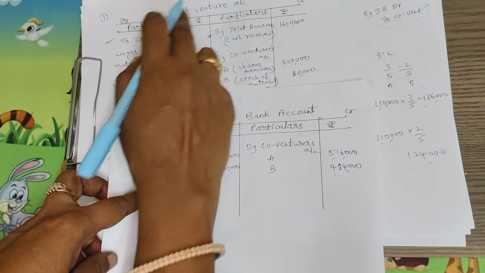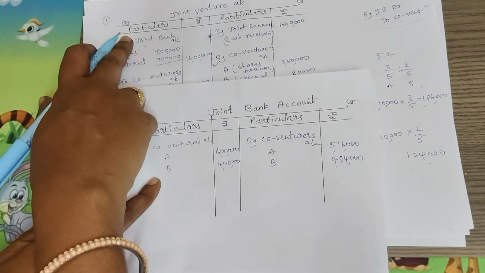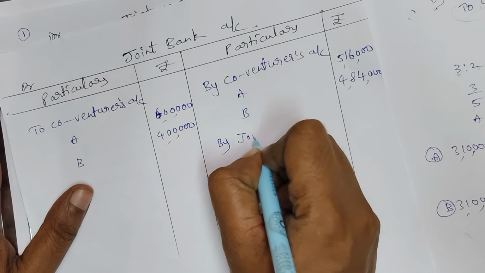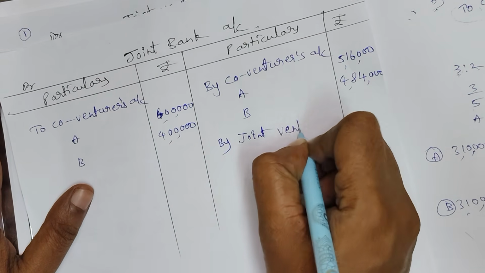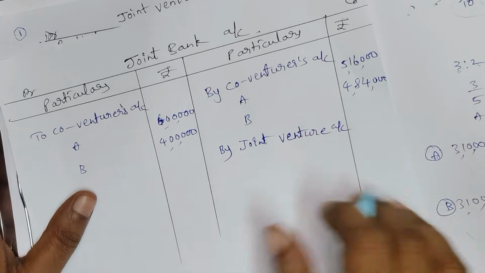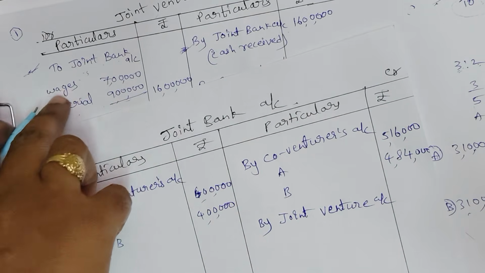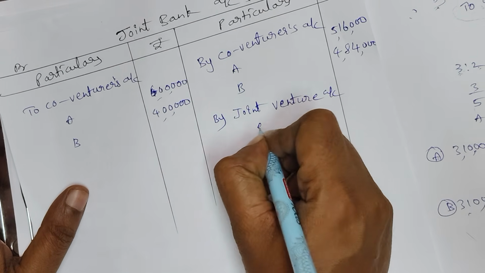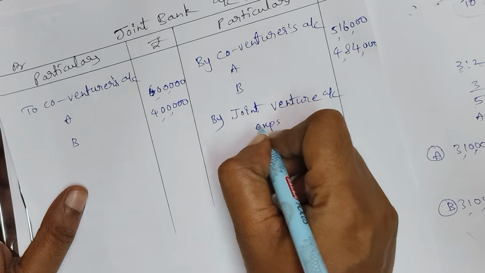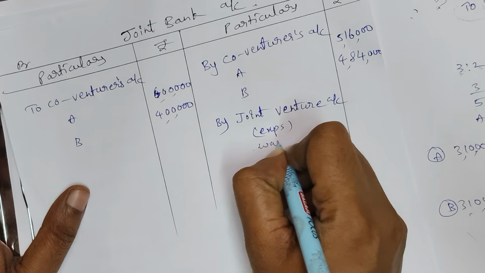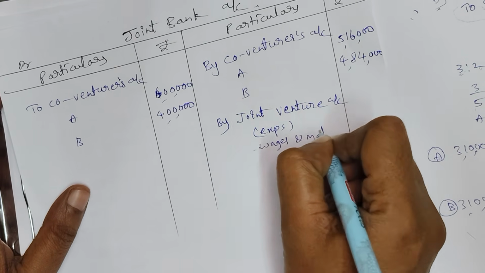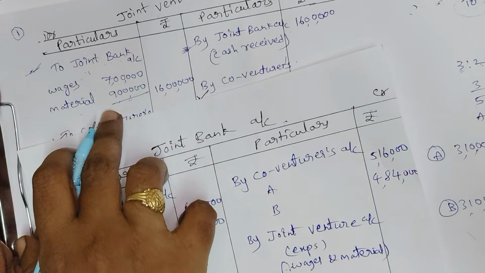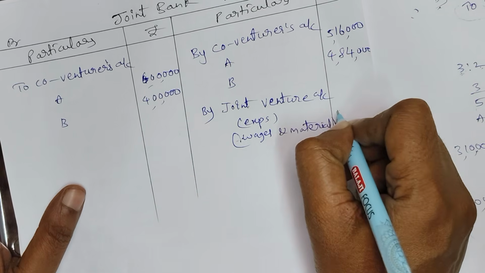See here, in the joint venture account, on the debit side we have joint bank account. Here debit side means here we need to write credit side. By joint venture account. What should we write under joint venture account? What are these wages and materials? These are the expenses. So under that, just write expenses, or else wages and materials. What is the value? 7 lakhs plus 9 lakhs, total 16 lakhs.